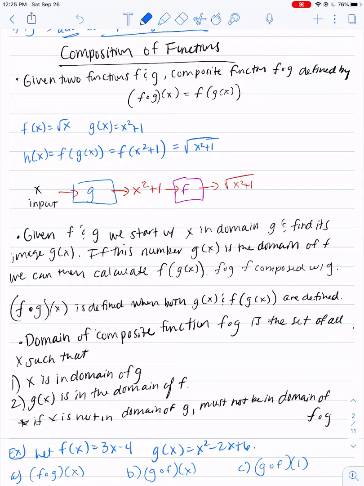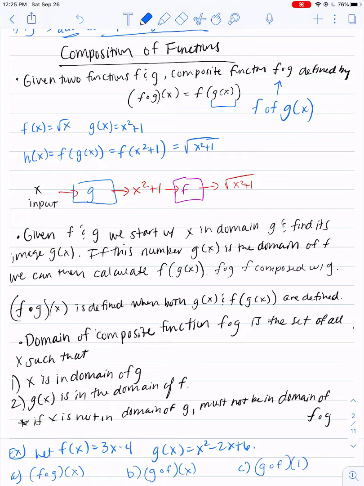So we have a composition of functions. Given two functions, f and g, our composite function f of g is defined by (f of g)(x) equals f(g(x)). We usually call this f circle g, or it's f of g of x.